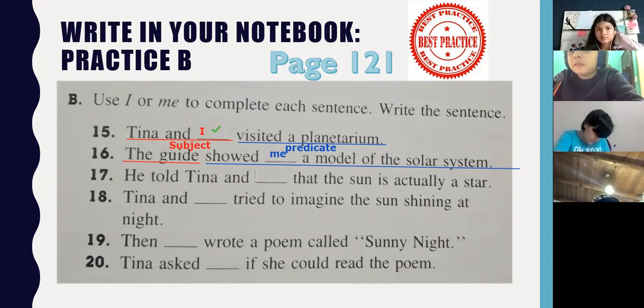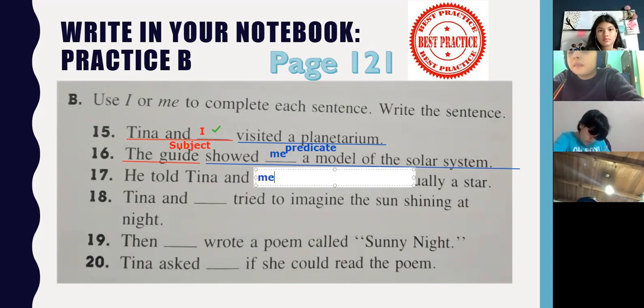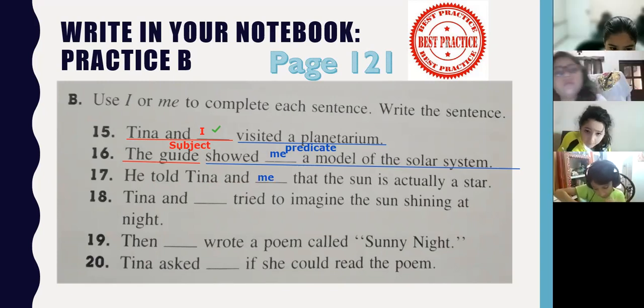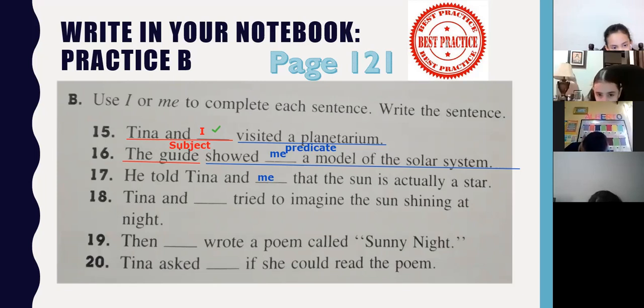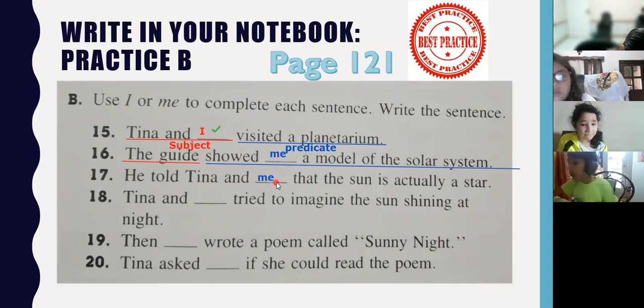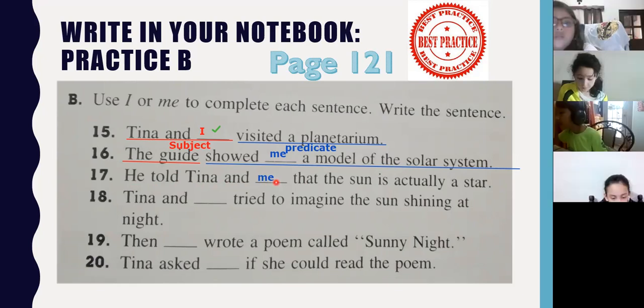Me. Marcelo says me. Okay, thank you, Marcelo. Lucia, you were the one that was saying I, right? Why do you think that it's I and not me? It's on the predicate. He told Tina and, so when we are in the predicate, which one do we use? I or me? Me, that's right.